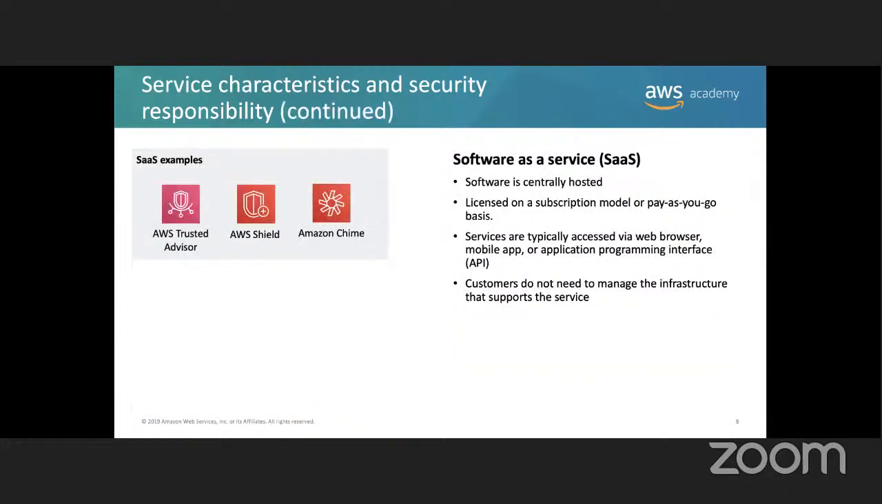These are some of the examples of SaaS, software as a service: AWS Trusted Advisor, AWS Shield, and Amazon Chime. Amazon Chime, guys, is the one that AWS is using for communication between the employees in Amazon. It's probably similar to Slack and probably similar to Zoom or something like that, but it's AWS's proprietary tool or service. All right.